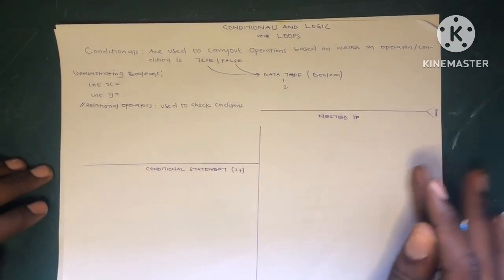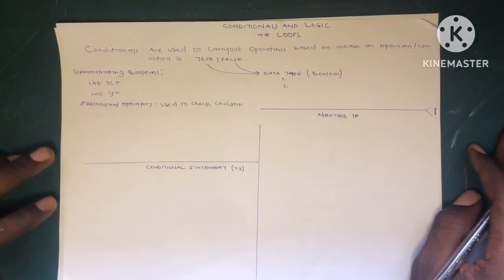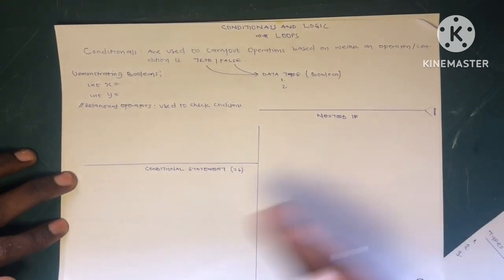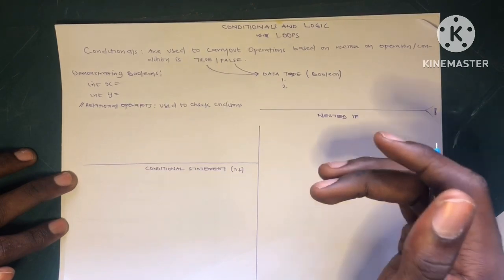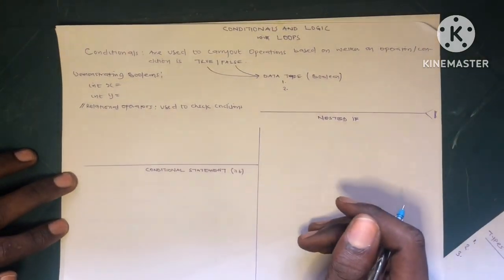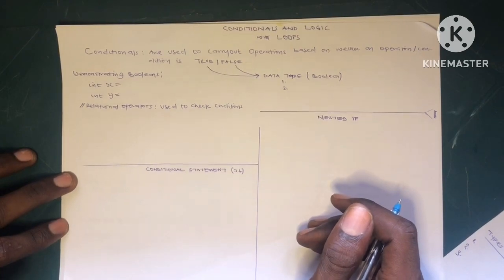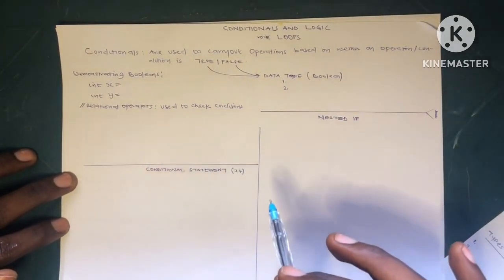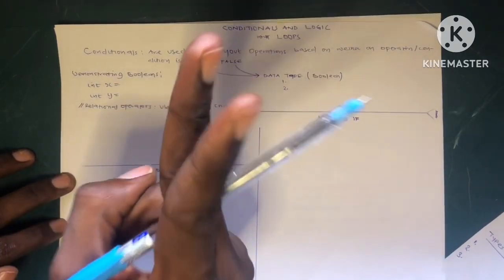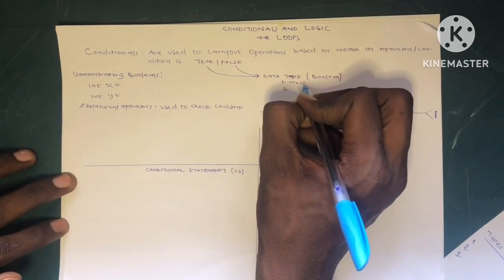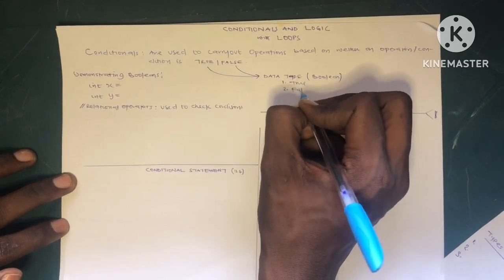Okay, welcome back from the break. So we'll be talking about conditionals in this module. Conditionals are basically used to carry out operations based on whether a condition is true or false. This leads us to another data type we haven't discussed, called Boolean. A Boolean can have either one of two values: true or false. That is the value of a Boolean.